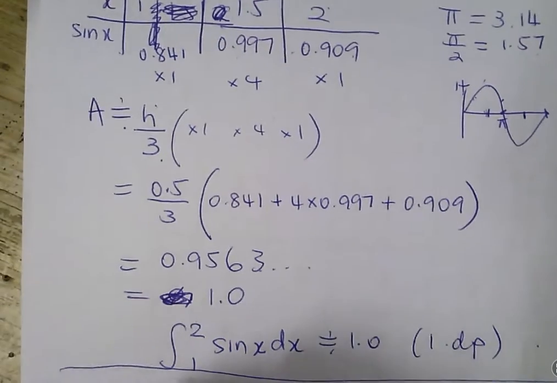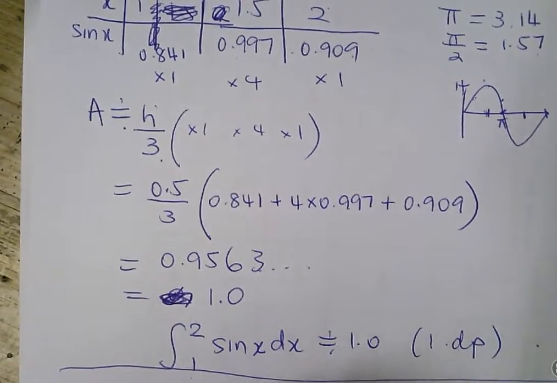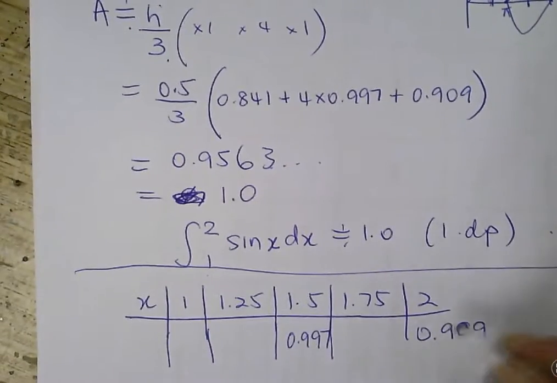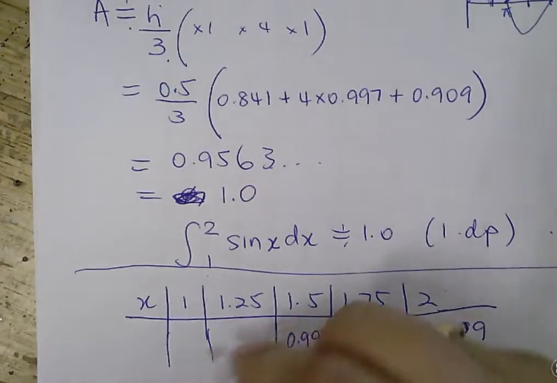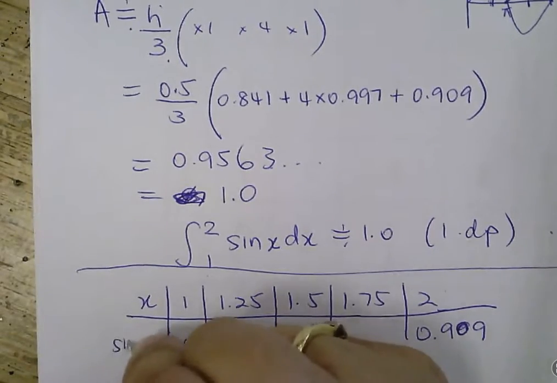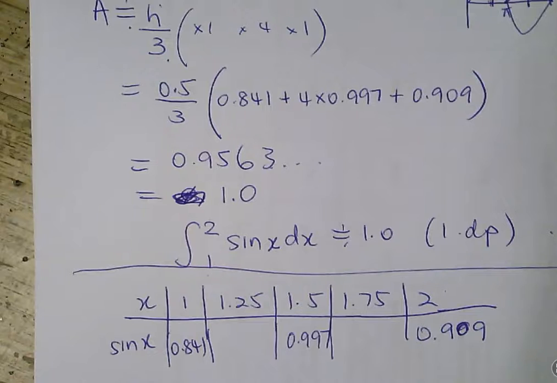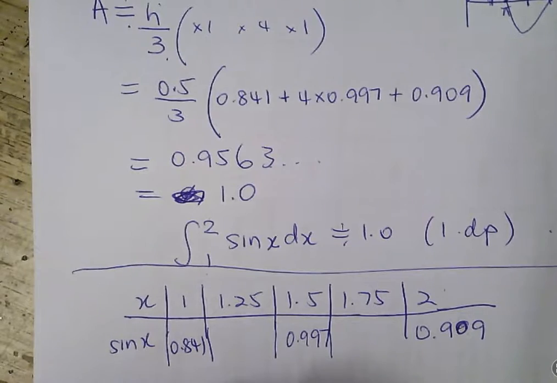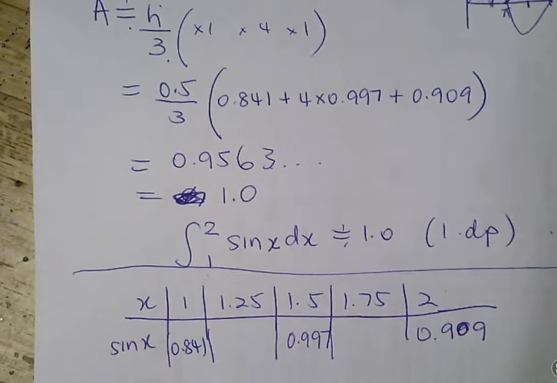We're going to do the same question. I want you to do the same question with 1, 1.25, 1.5, 1.75 and 2. We've already got 3 of the values written down. I want the same question using 5 function values, 1, 2, 3, 4, 5. We already know what sine of x is for 1, 1.5, and 2. Can you work out those other values? And then we're going to work out the area again. Again, same formula, h on 3, with the new multiplier pattern.